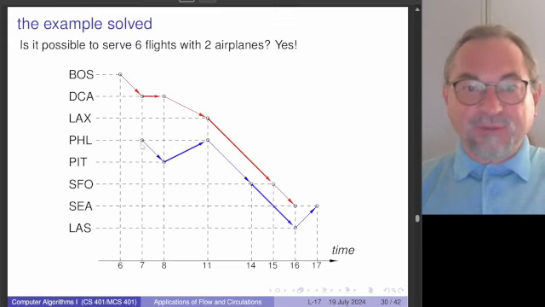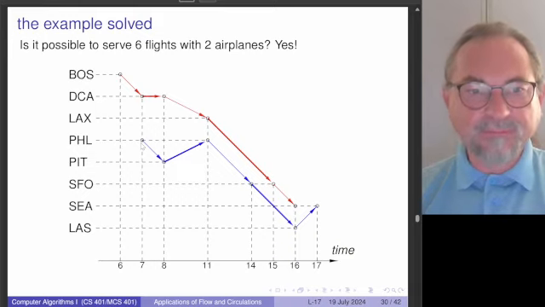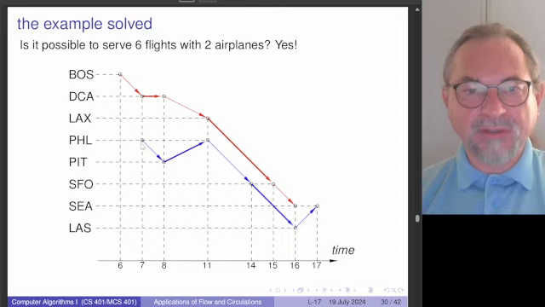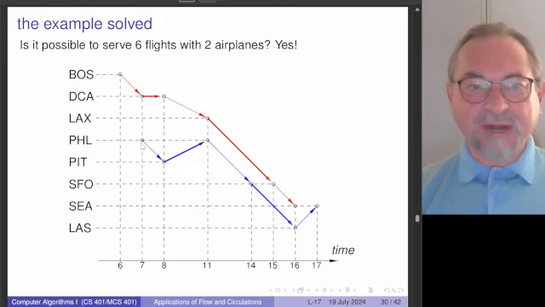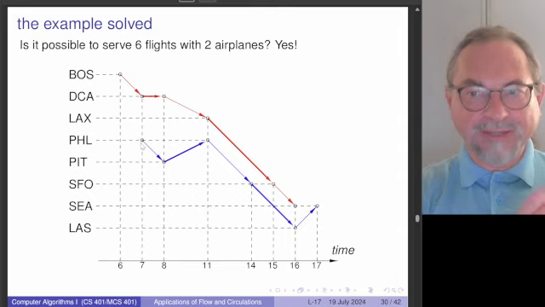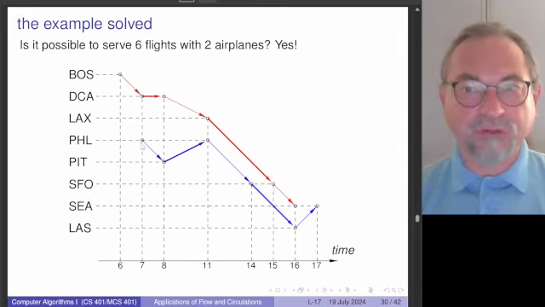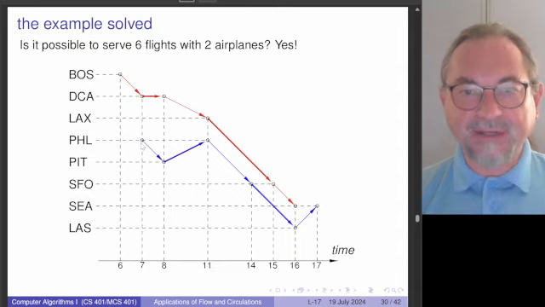Okay, so I can give the solution right away. So here is the solution. There are 2 planes, one red and one blue. The fat arrows indicate the travel time for a plane to go from the previous flight, which had a different destination, to the next flight, which had a different origin than the destination of the previous flight. So yes, 2 airplanes can do this.